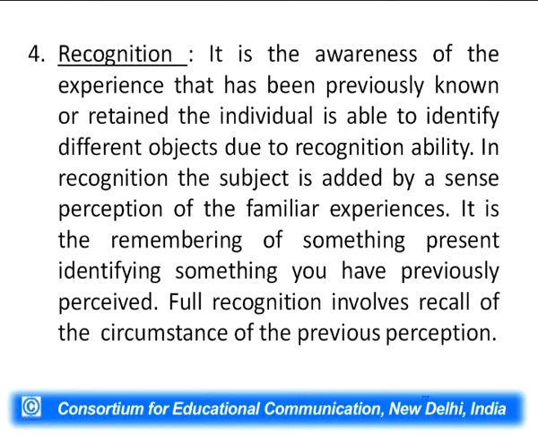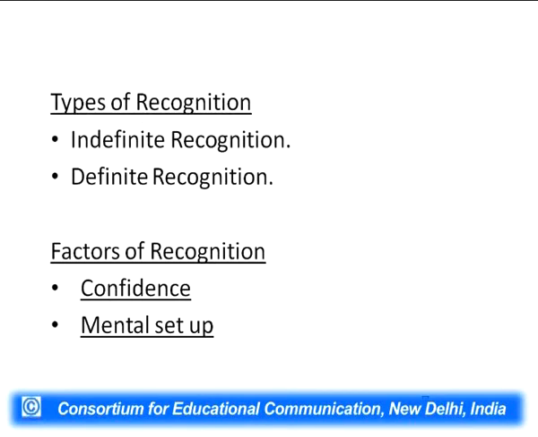The individual is able to identify different objects due to recognition ability. In recognition, the subject is aided by a sense perception of the familiar experiences. It is the remembering of something present, identifying something you have previously perceived. Full recognition involves recall of the circumstances of the previous perceptions. There are two types of recognition, indefinite recognition and definite recognition.